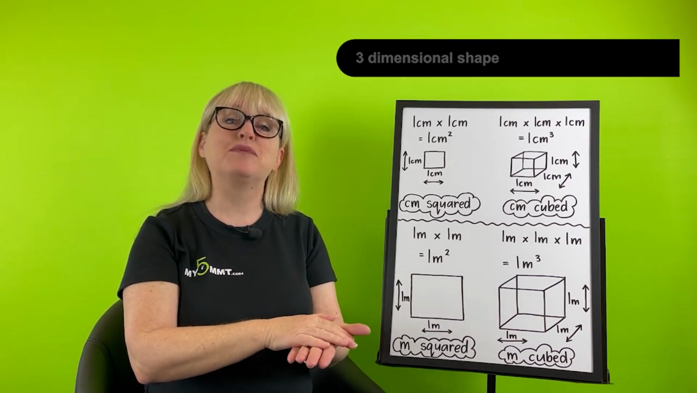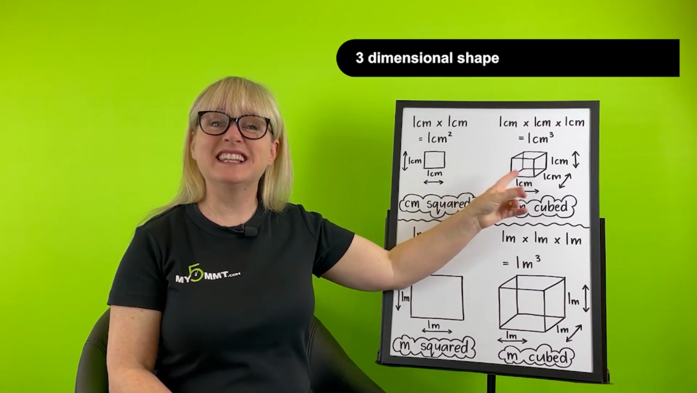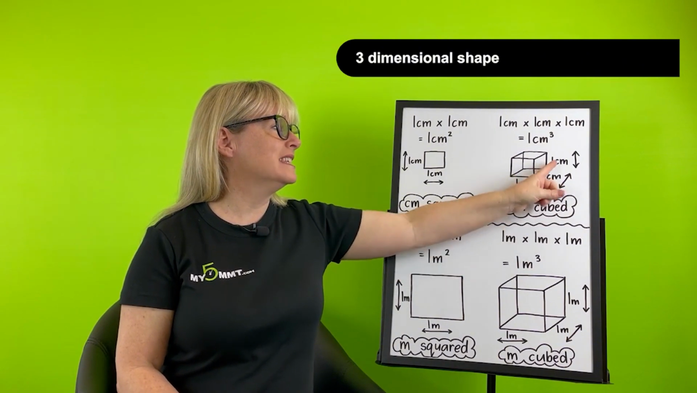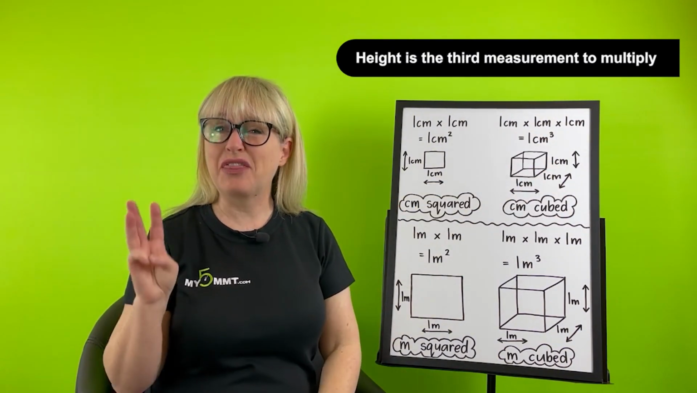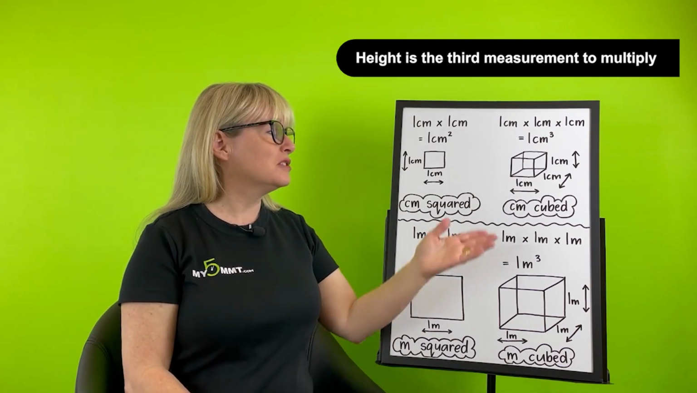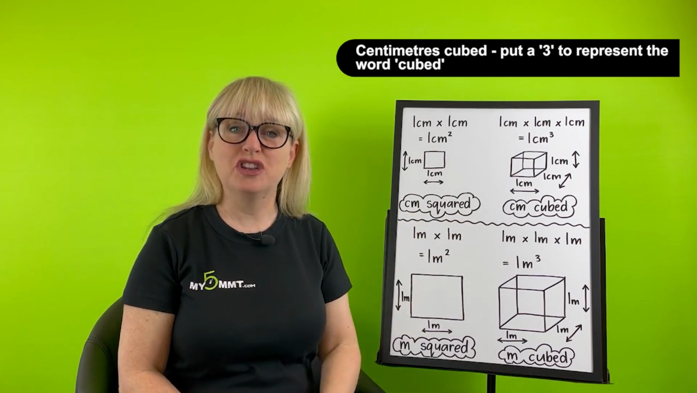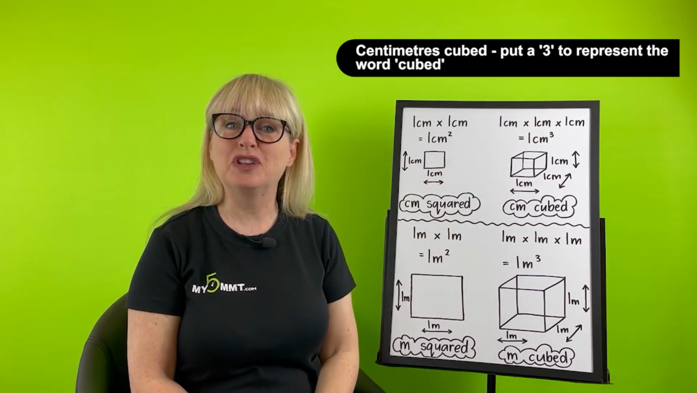But what about if we have a three-dimensional shape, like here? This is a tiny little cube. It's got 1 centimetre times 1 centimetre times 1 centimetre in height. It's our third measurement. So instead of squares, we're now talking in centimetres cubed. And I put a little 3 to represent the word cubed.